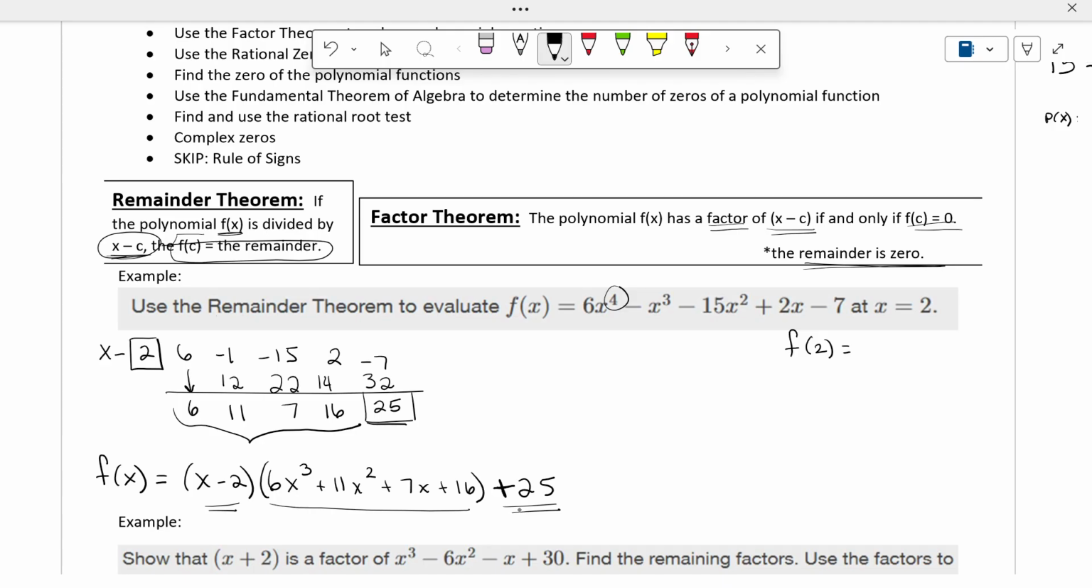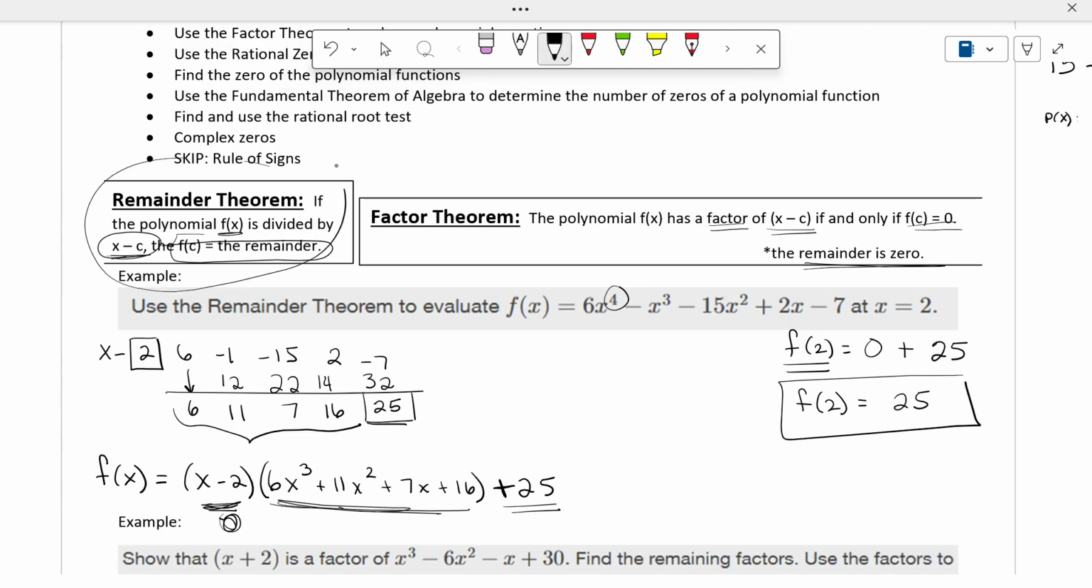Okay, so if you think about this, if I tried to plug 2 into the polynomial, this part would be a 0. This part, it doesn't matter what it is because you're going to multiply it by a 0. And then ultimately, you'll add 25 after that. So f of 2 is 25, the remainder, which is what the remainder theorem is telling us.